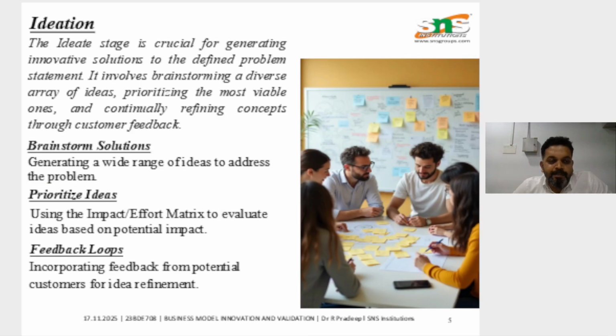And the second part is ideation. Ideation cannot be done by a single person; it has to be brainstormed with lots of people. We generate ideas in a brainstorming session, and then we have to prioritize, using an impact or effort matrix to evaluate ideas based on potential impact. For feedback loops, we have to incorporate feedback from potential customers for idea refinement. We have to discuss, build it, and get the feedback from the customer. Only then can the product be a successful one in the market.